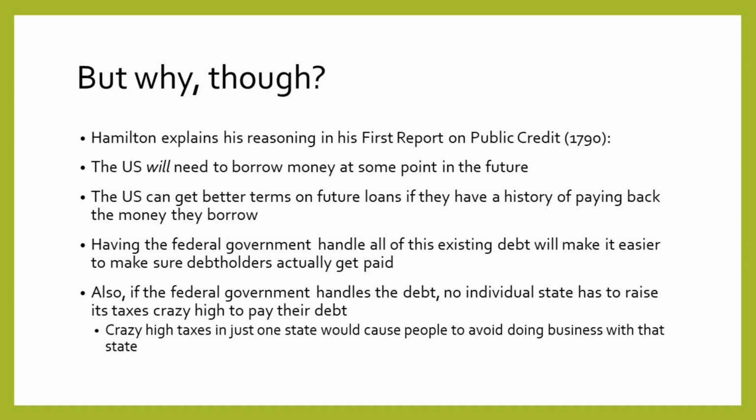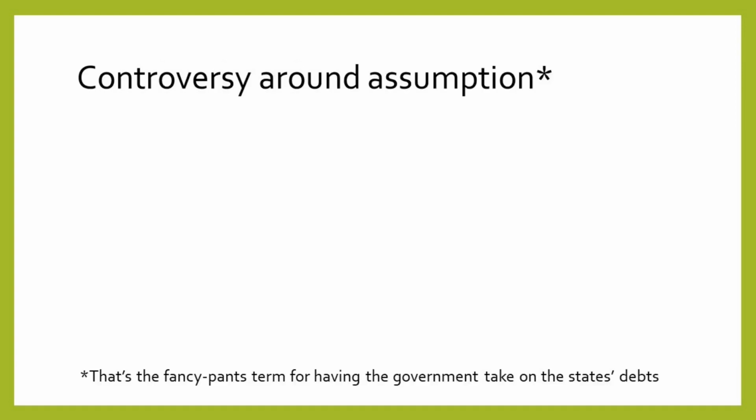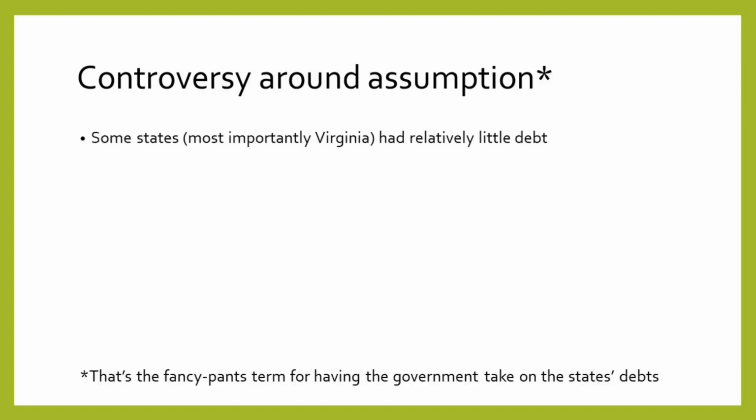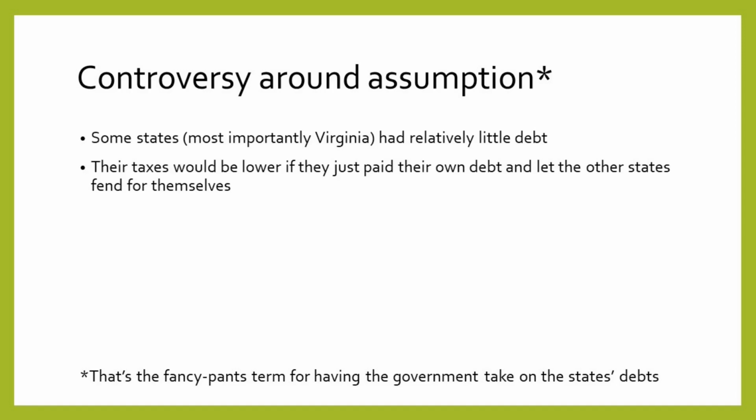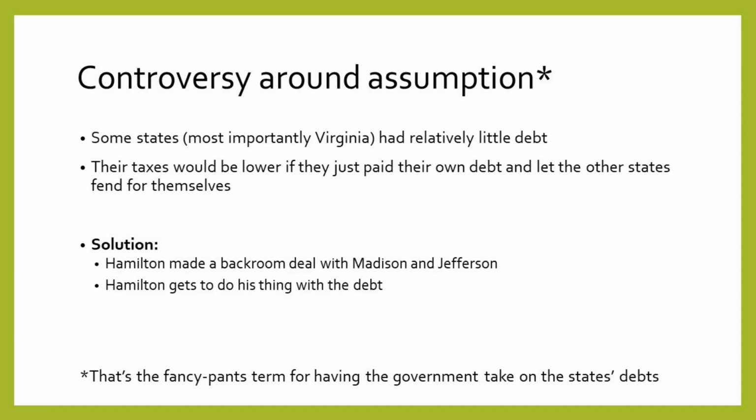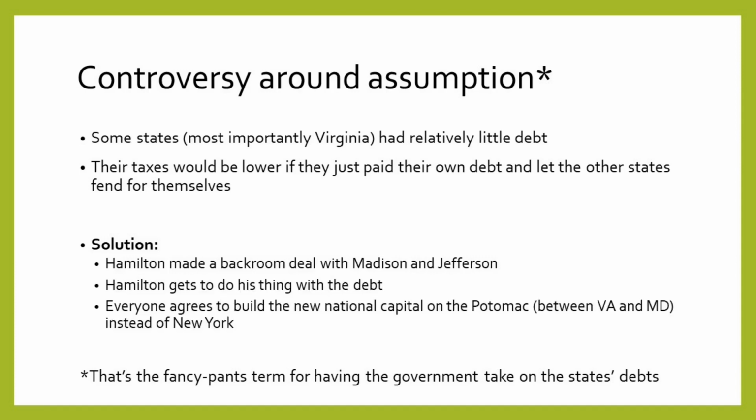But that actually touches on what made this plan so controversial. You see, some states had relatively little debt, and they felt like they would wind up paying fewer taxes if every state just handled its own debt, rather than grouping everything together and having everyone share the cost. People felt so strongly about this that the plan almost didn't pass Congress, but it was saved by a backroom deal between Hamilton, James Madison, and Thomas Jefferson, in which Madison agreed to let the debt plan pass Congress, and Hamilton agreed to support a bill to place the nation's permanent capital in the South instead of his home state of New York, which had hosted a temporary capital for the first few years of the Republic.